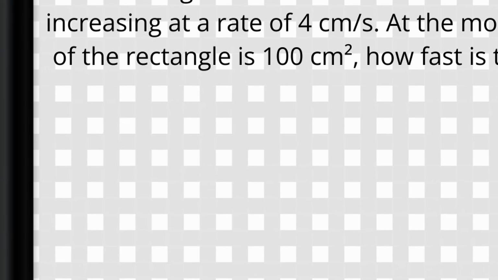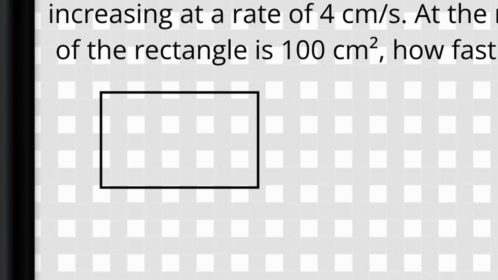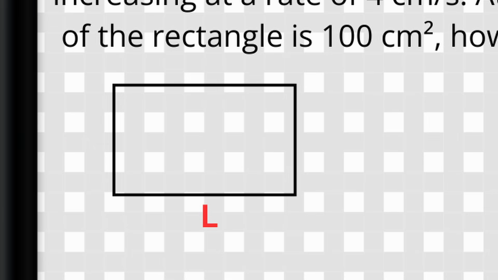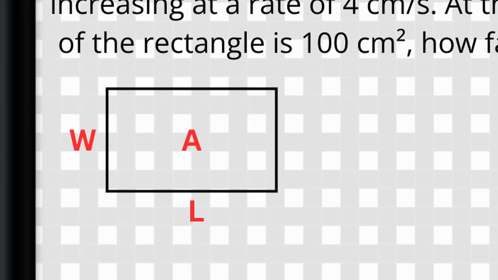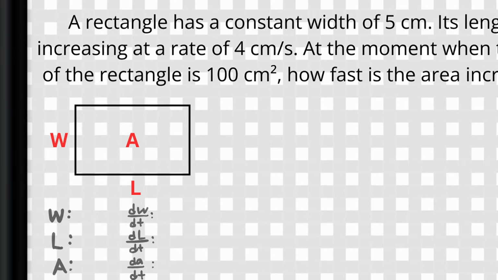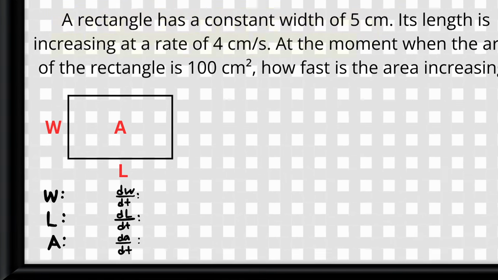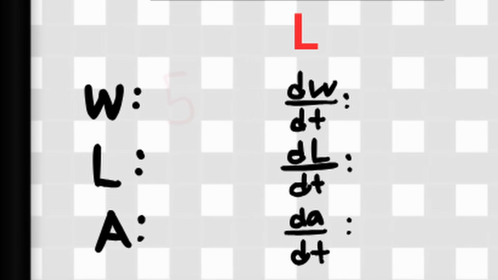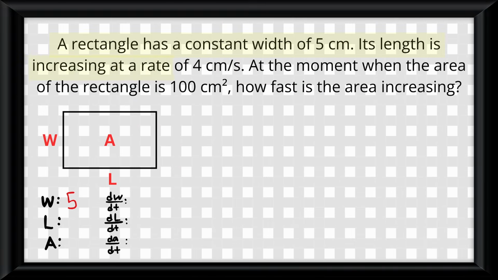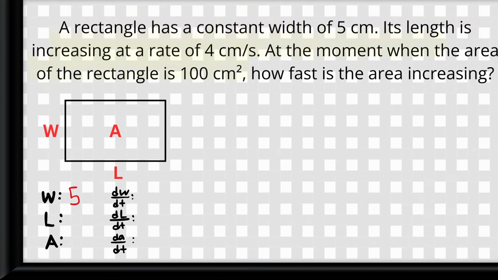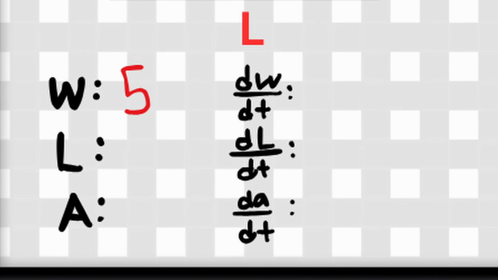So first things first, I will write out a rectangle. We know rectangles have three things: length, width, and area. As I read out this problem, we'll label what they give us. A rectangle has a constant width of 5 centimeters. Cool, so w, or width, equals 5. Its length is increasing at a rate of 4 centimeters per second. So the rate of length, or dl/dt, is 4.